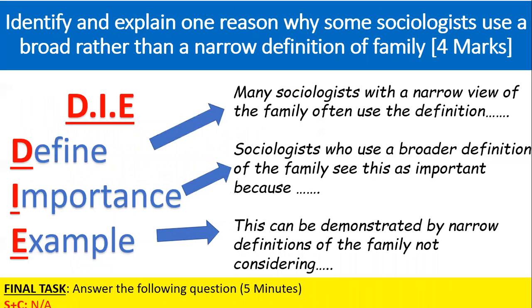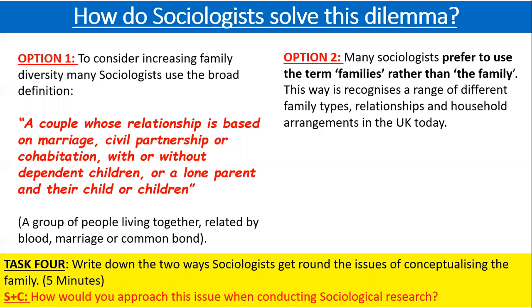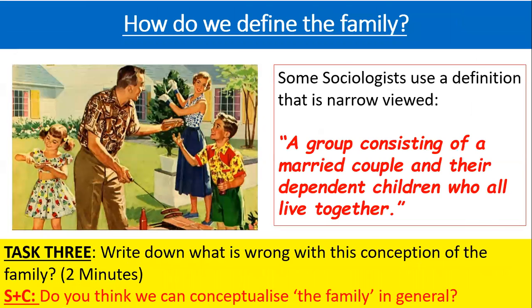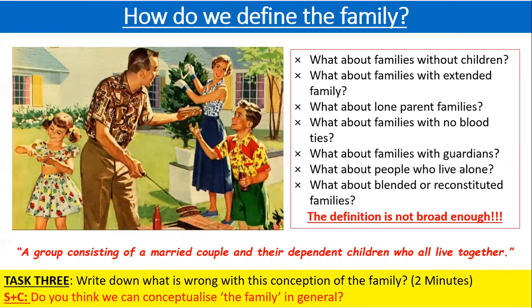Right, so for the final task, you're just going to answer this question. Identify and explain one reason why some sociologists use a broad view rather than a narrow definition of the family. So if you remember, these are the broad views. We're trying to acknowledge the complexities of the family and different family types. And that's the narrow view. So you're going to be referring to some of the issues on this slide.